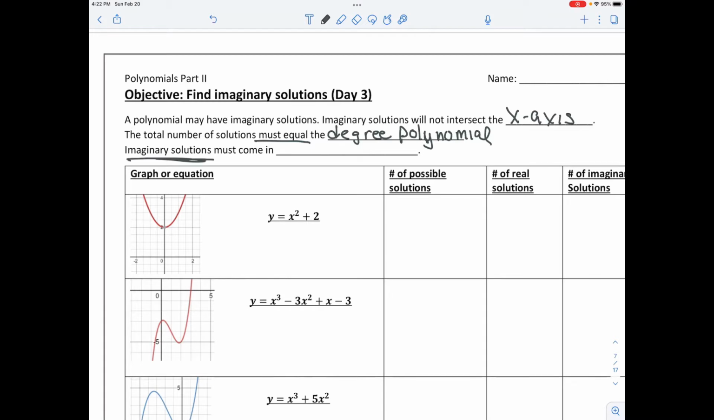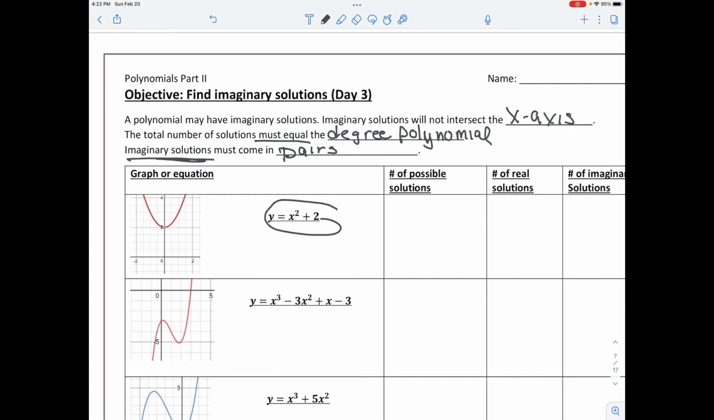And also, this is something new. Imaginary solutions must come in pairs. So I can't have just one imaginary solution. I will either have 2 imaginary solutions, or 4, or 6, or 8, or 10, because they have to come in pairs. I cannot have an odd number of imaginary solutions.